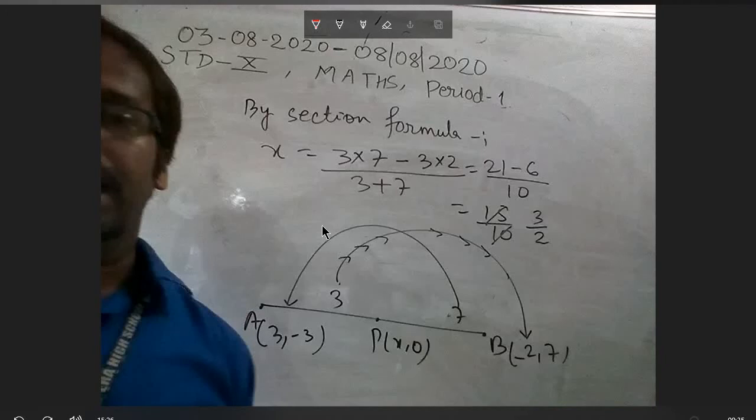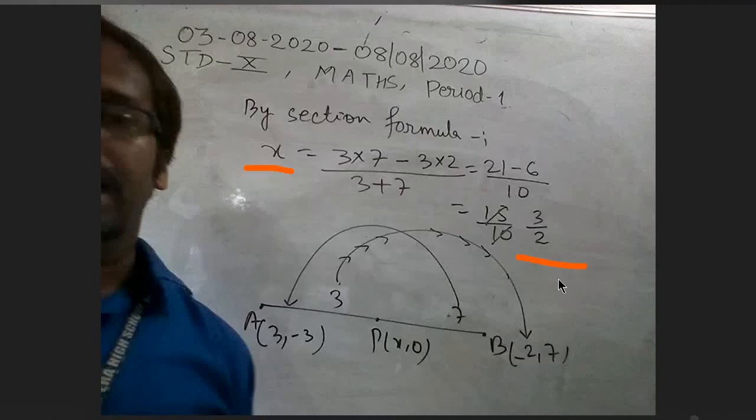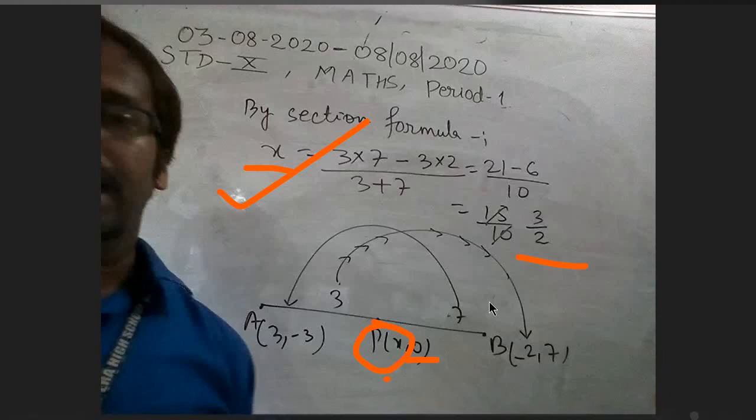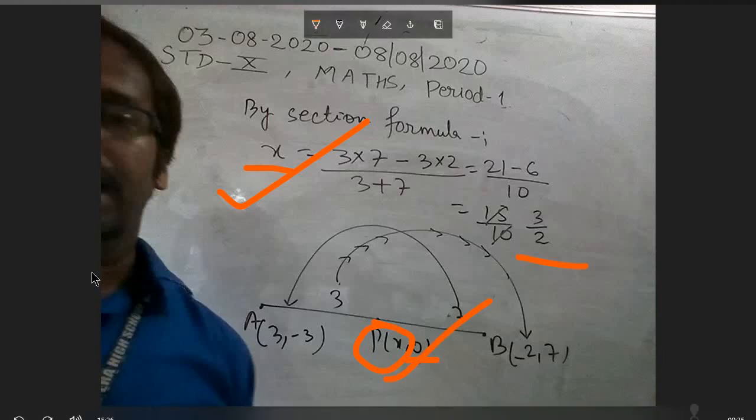So this is how I can find the coordinates of x. X I have found, that is 3 by 2, y is already given, that is 0. No need to say also what the location of this point is. It is given here and here. So this is what we can find by using the section formula and centroid formula.